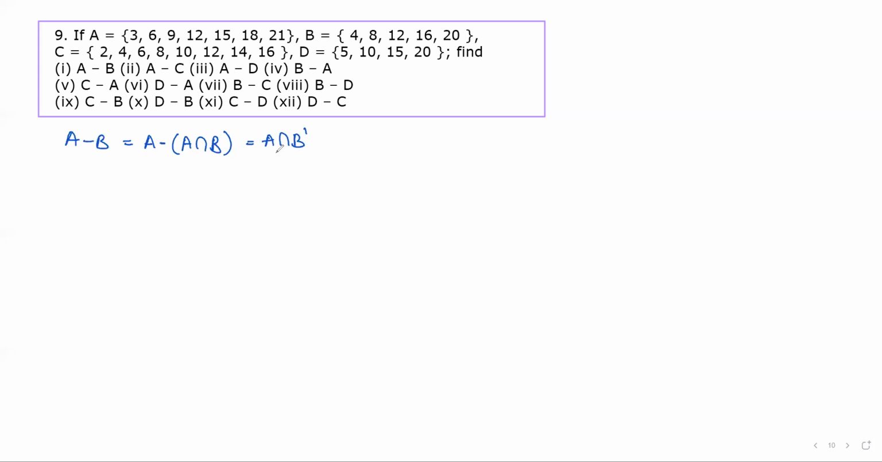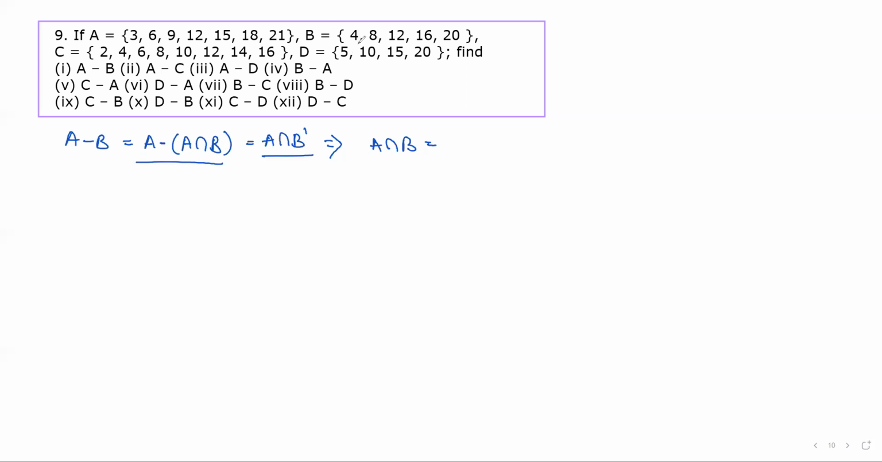For this, you'll have to first calculate B complement. For that, you should know the universal set. Since there is no universal set present, we'll refer to this particular formula, which is all the elements which are common between A and B should be subtracted from A. By observation, A is 3, 6, 9, 12, 15, 18, 21, and B is 4, 8.